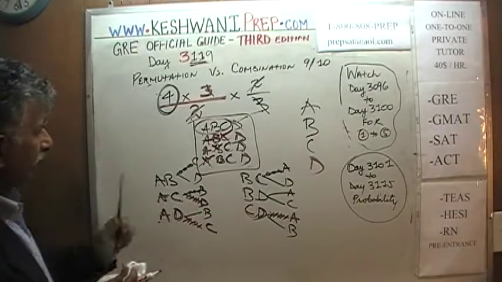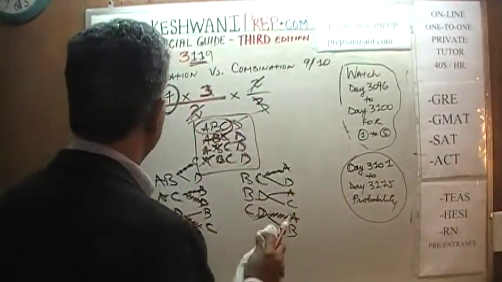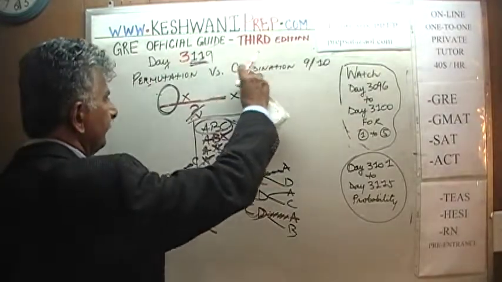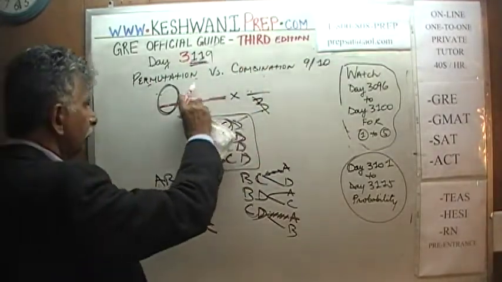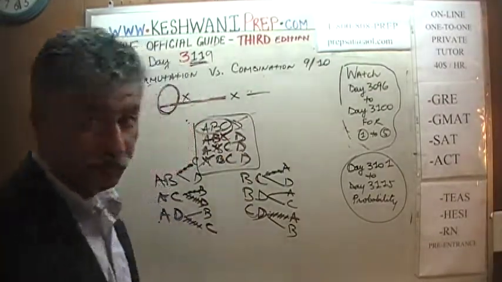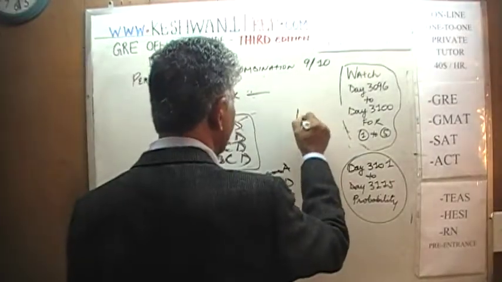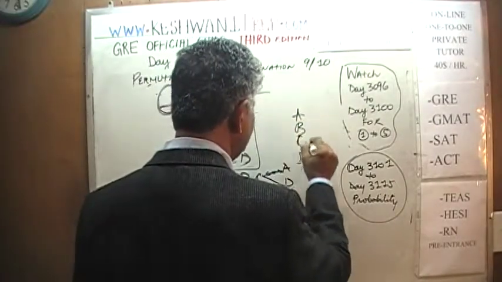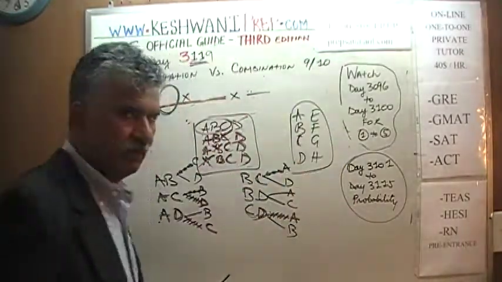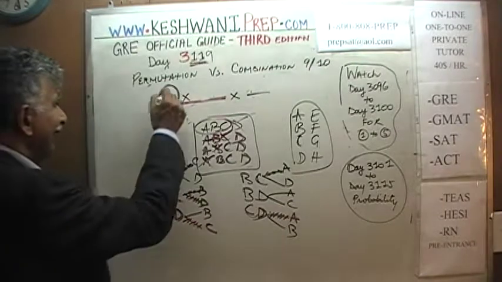I don't want to erase any of this. Let's do eight people right here. So, how many different ways can we pick a first person out of eight? Now we don't have four people. We have eight people: A, B, C, D, E, F, G, and H. Now we are back to our problem that is given in the book. How many different ways can we pick a first person? The answer is eight different ways.